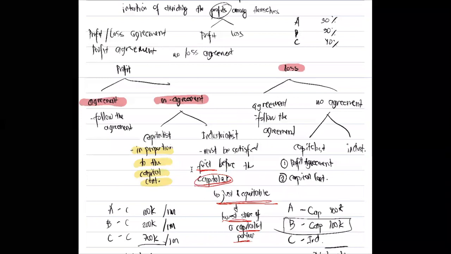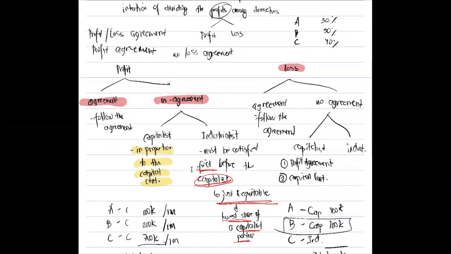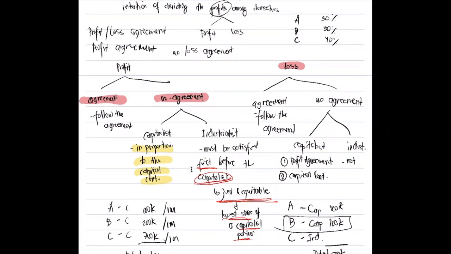How about if you are an industrialist partner and there is a loss? There is a loss, you don't have any agreement, you are an industrialist partner. How will we share the loss? The loss share is not given. So no loss share for industrialists. Okay? Sir, bakit walang loss share si industrialist?